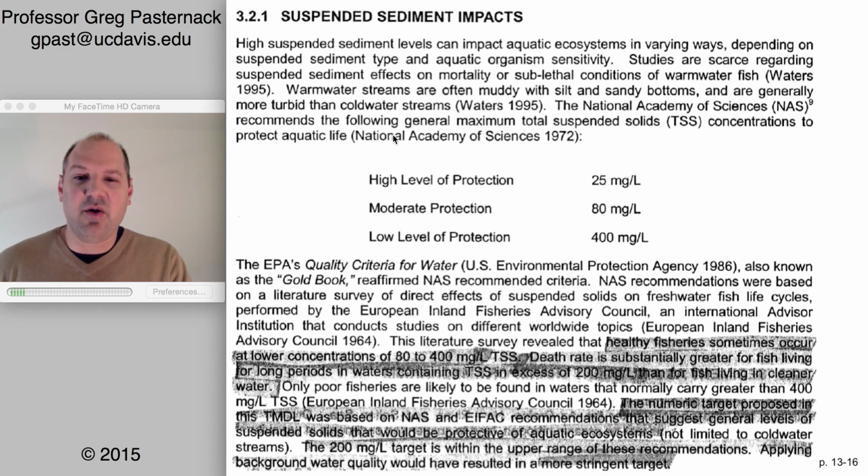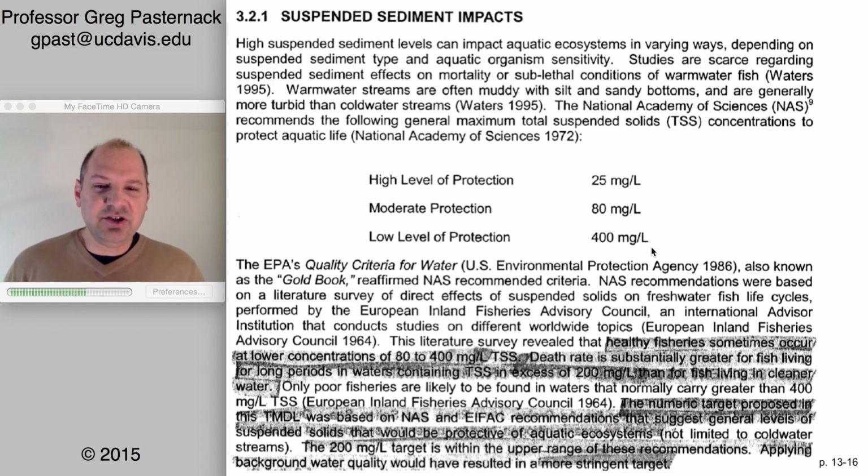to protect aquatic life. High level of protection, 25 milligrams per liter. Moderate protection, 80 milligrams per liter. And then, low level of protection, 400 milligrams per liter. Now, here's what's really interesting if we look at how these standards work: the National Academy of Science recommendations were based on literature surveys of the direct effects of suspended sediment on freshwater fish life cycles.